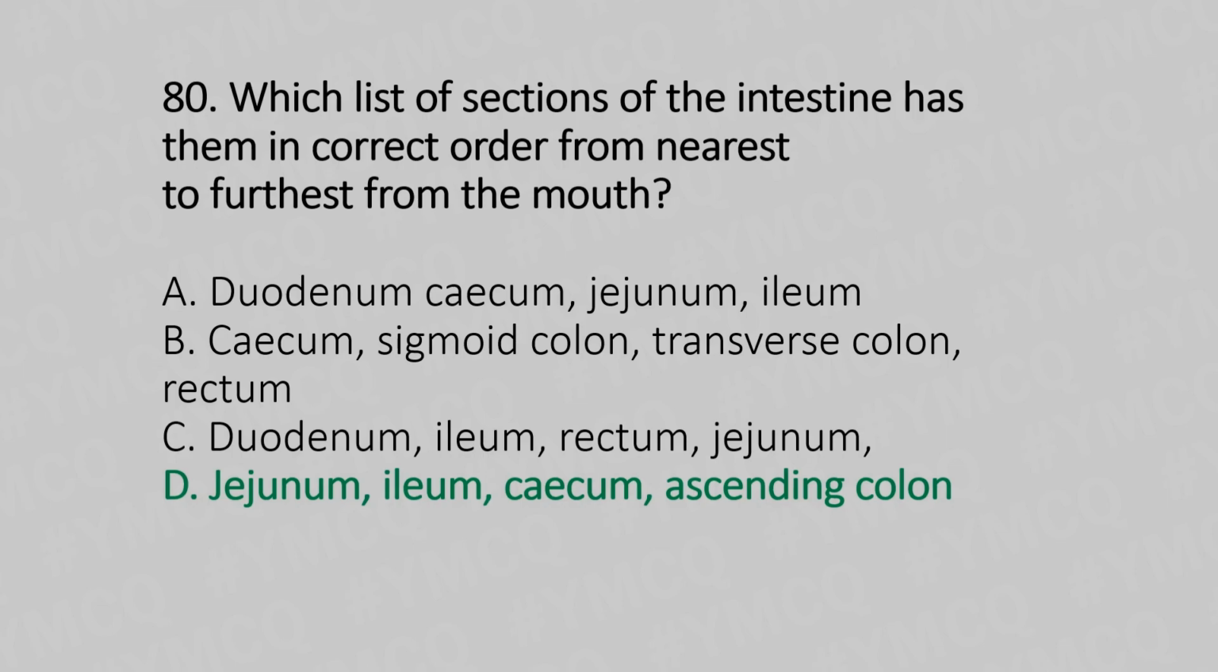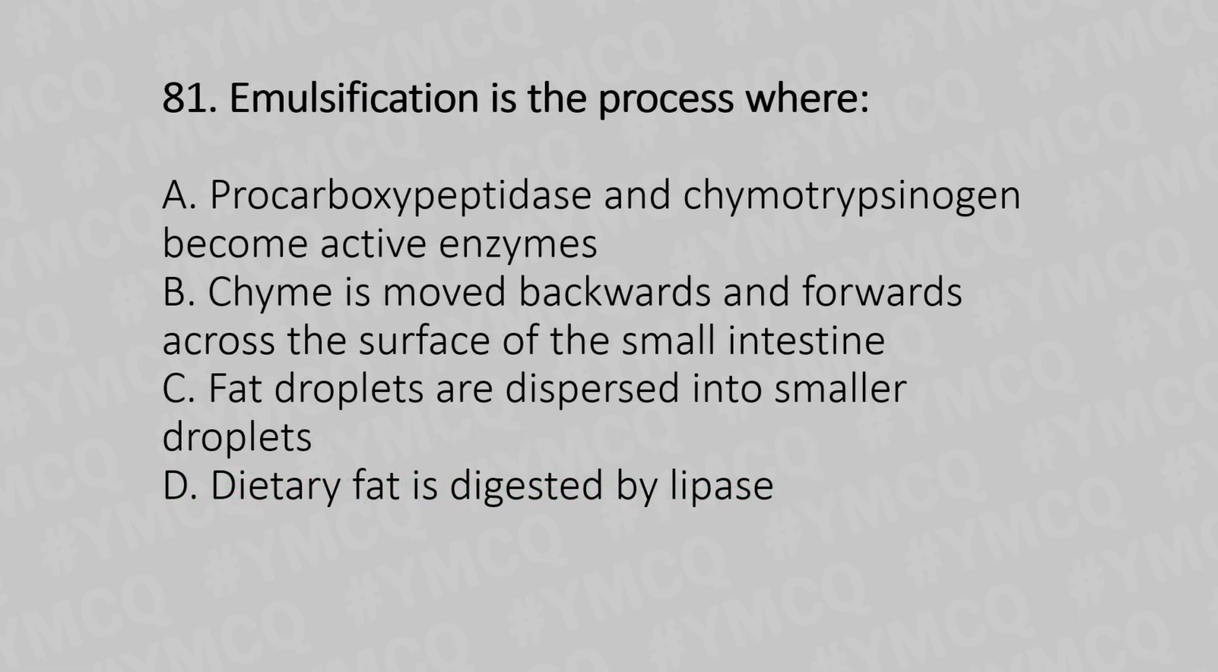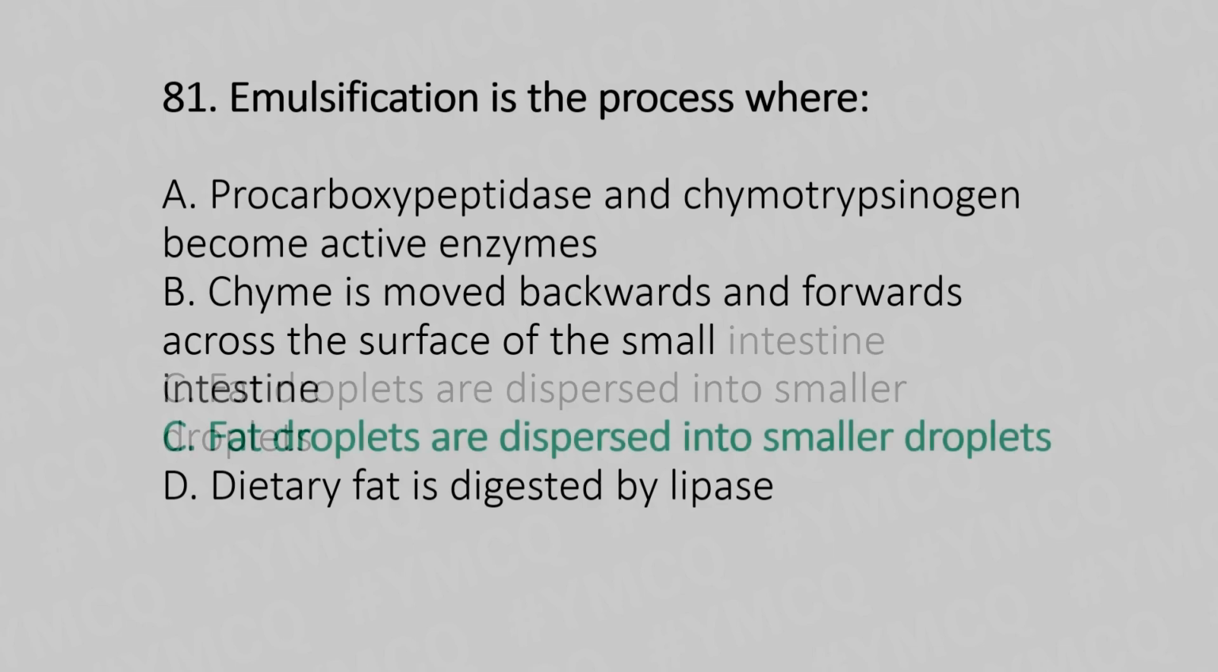Now let's move to question number 81. Emulsification is the process where Option A. Procarboxypeptidase and chymotrypsinogen become the active enzyme. Option B. Chyme is moved backward and forward across the surface of the small intestine. Option C. Fat droplets are dispersed into smaller droplets. Option D. Dietary fat is digested by lipase. And the answer is Option C. Fat droplets are dispersed into smaller droplets.